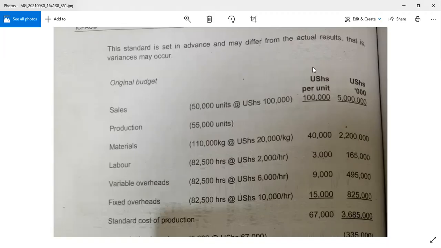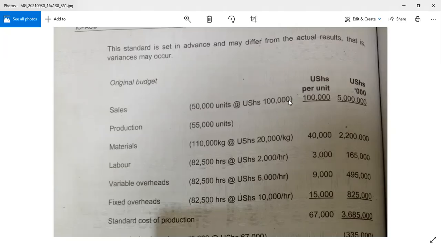Okay, so the next part of the question says that the standard is set in advance and may differ from the actual results. That is, variance may occur, okay? So the other is the standard, and we are saying that it may actually differ from the actual results. So this is now the original budget. Like I said, these things work hand in hand. So that is the original budget.